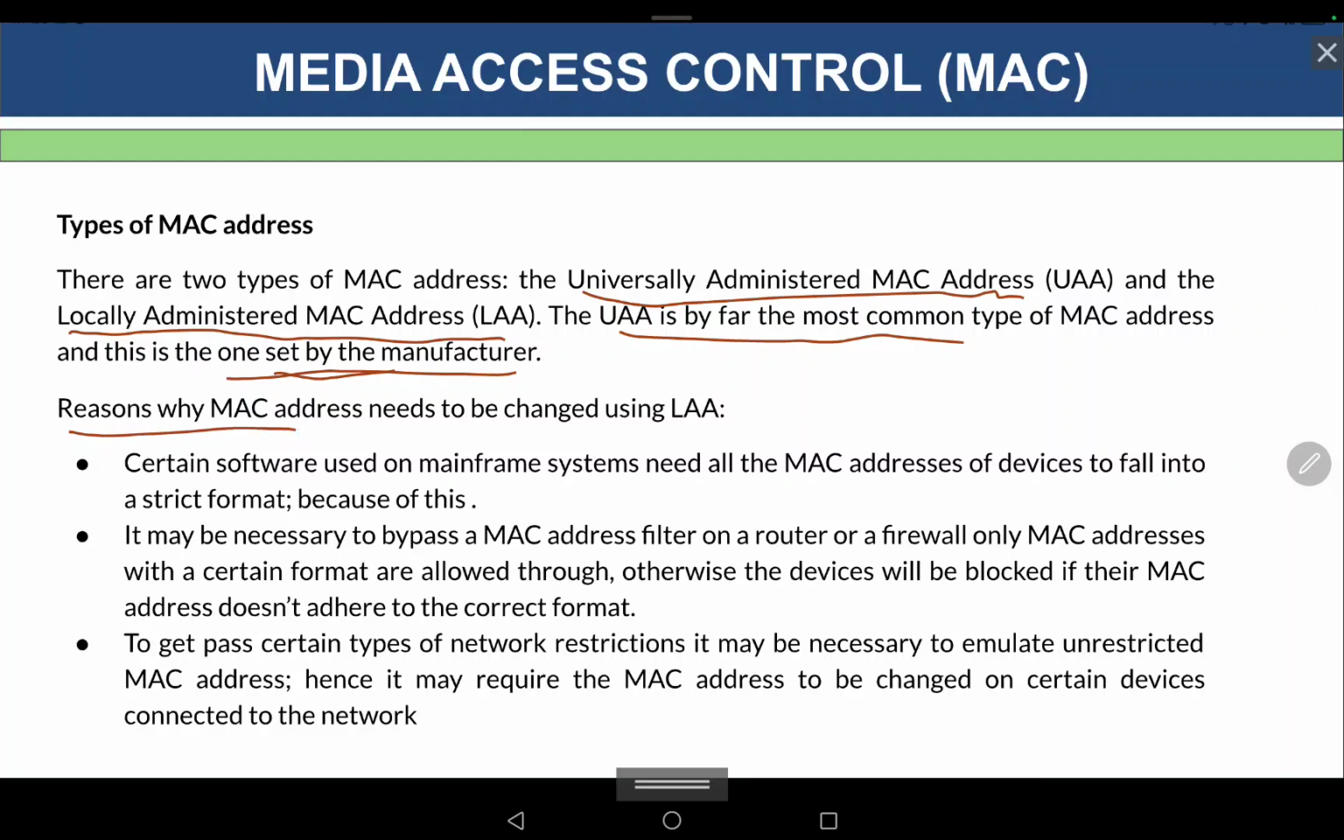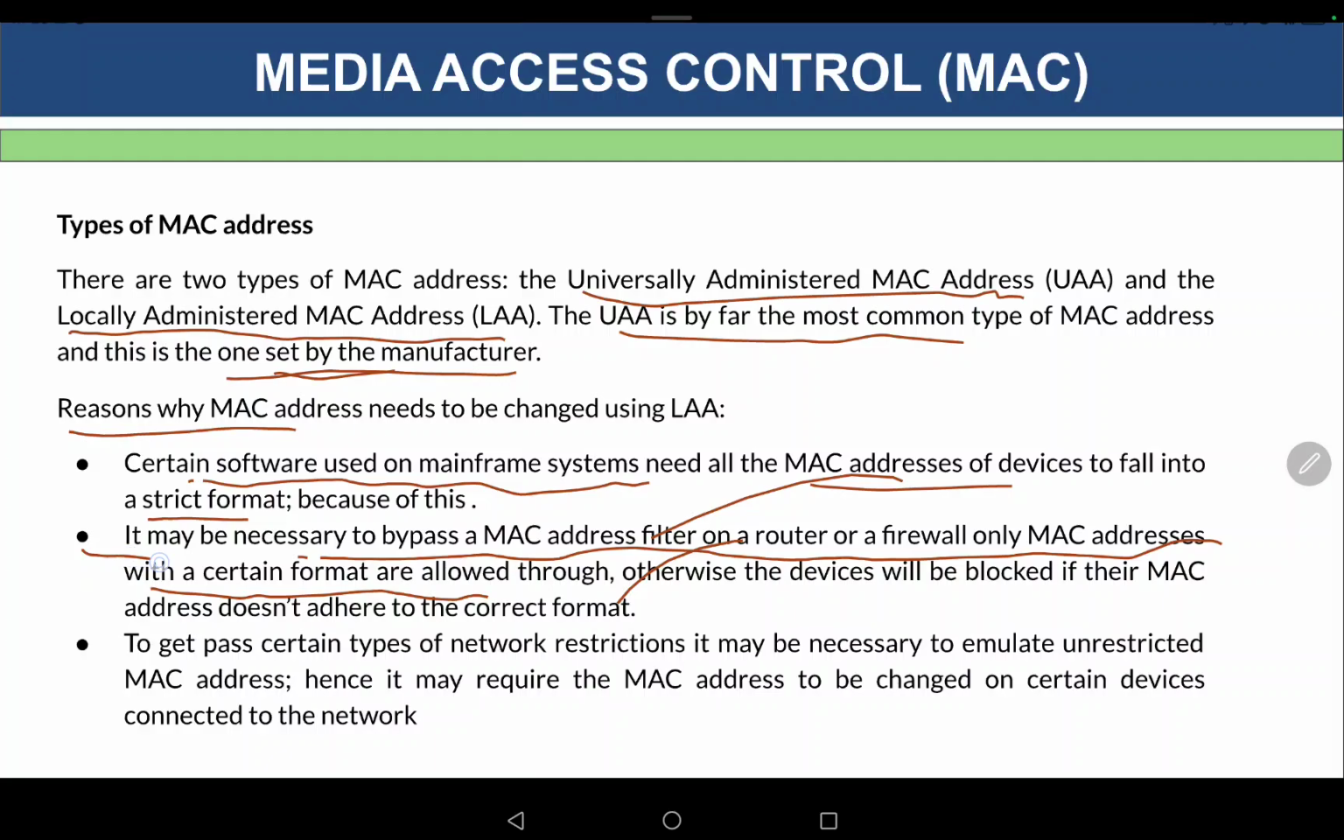So why would someone need to change a MAC address using LAA? The first one: certain software used on mainframe systems needs all the MAC addresses of devices to fall into a strict format. Because of this, some enterprise systems require all MAC addresses to follow a specific format. So because it needs to follow a specific format, then this address will need to be changed.